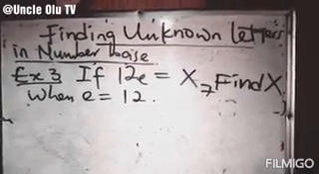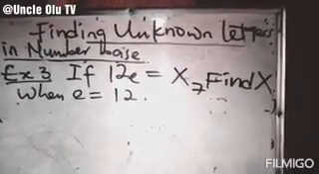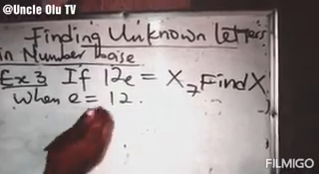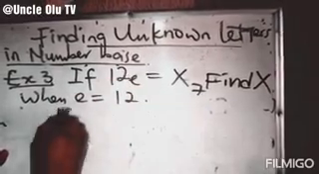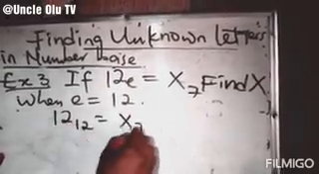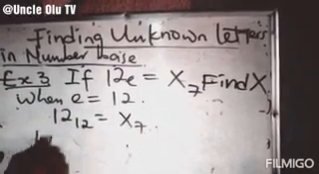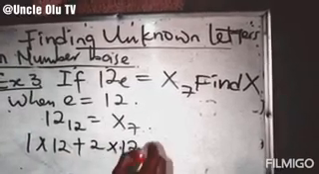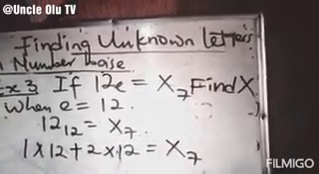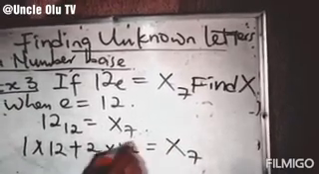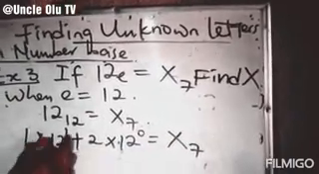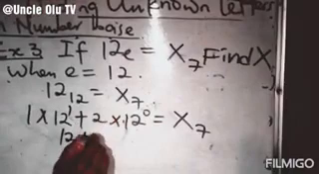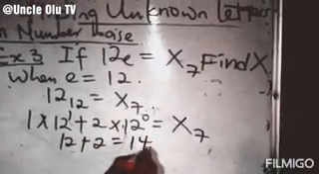Now they say if 12 base e equals x base 7, find x when e equals 12. How to do that? They say the e is 12. That means 12 base 12 equals x base 7. So just say 1 times 12 plus 2 times 12 to the power 0 equals x base 7. Don't forget that we are looking for x. So 12 raised to power 1 is 12. 12 times 1, that is 12. 12 raised to power 0 is 1. 1 times 2, that is 2. That will be 14 base 10 already.